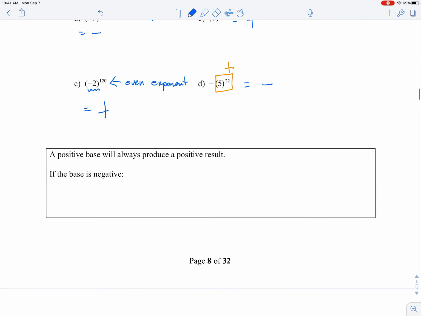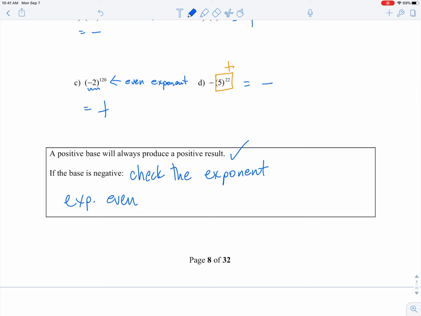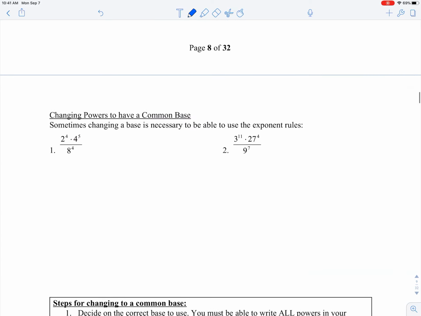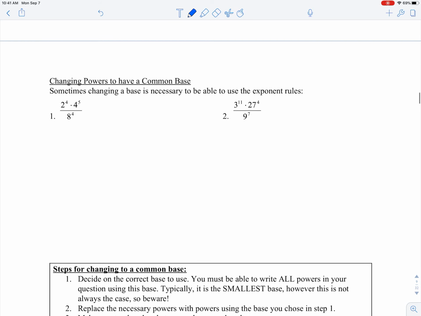So a positive base will always produce a positive result. If the base is negative, this is that thing that I wrote in the boxes up above, we need to check the exponent. And if the exponent is even, then our answer will be positive. But if the exponent is odd, then our answer will be negative. Okay, that was the first part of this lesson.